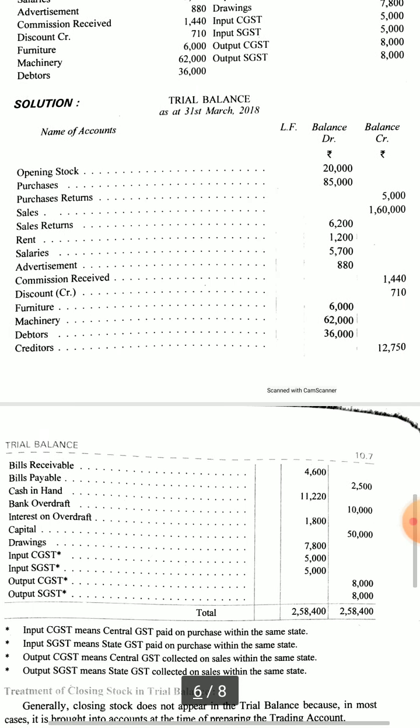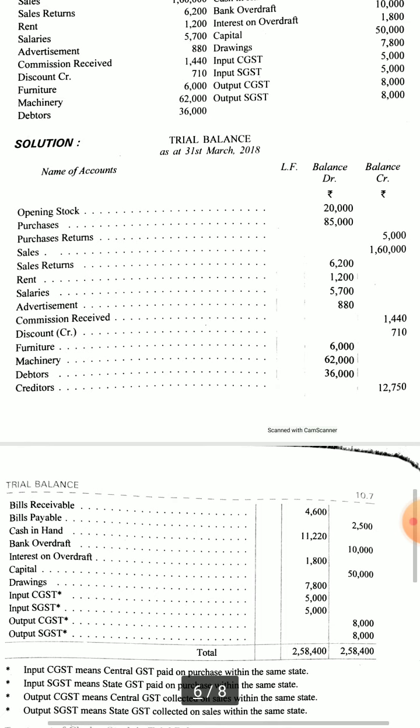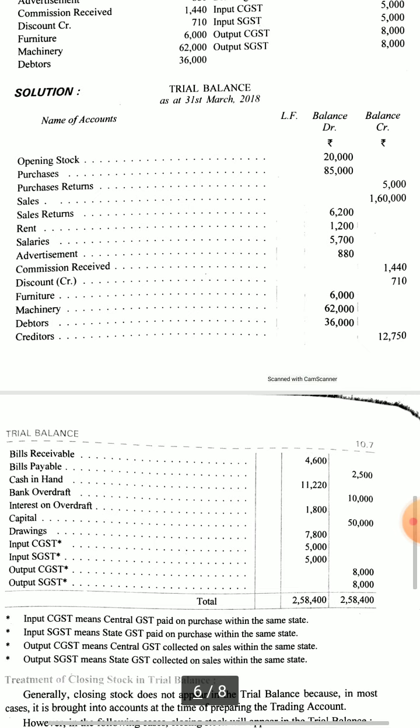So let's see. Opening stock. Opening stock is an asset, so it must be written in debit side. Again, purchases will always have debit balance, so it will be written debit. Again, purchase return will have the opposite balance to purchase, so it will be written in credit. And sales will have credit balance because it's a source of income, and sales return will have a debit balance.